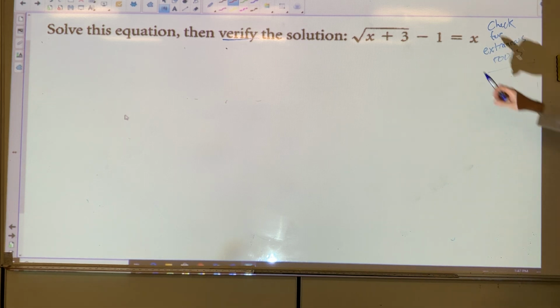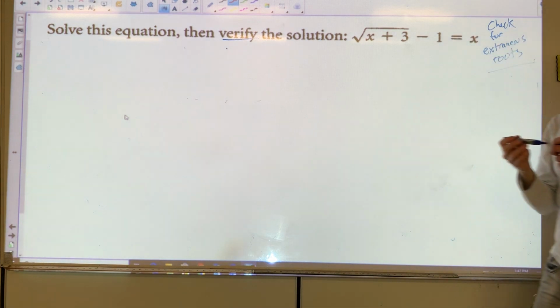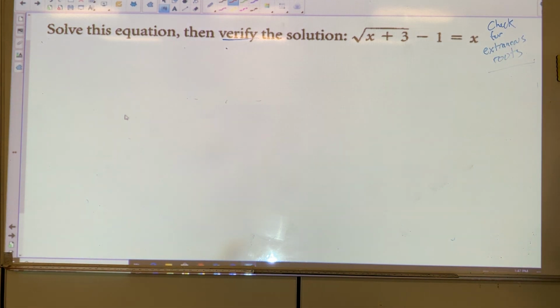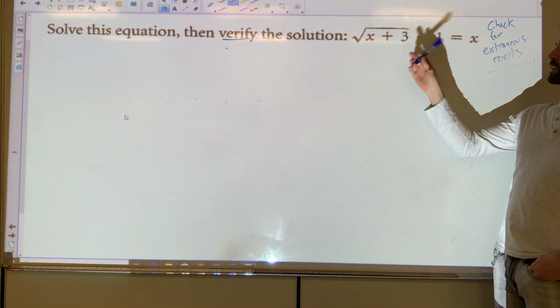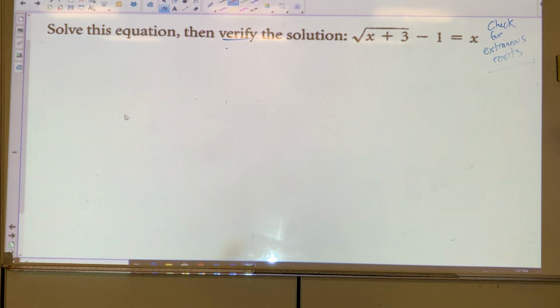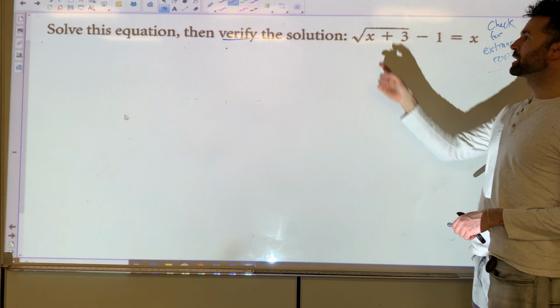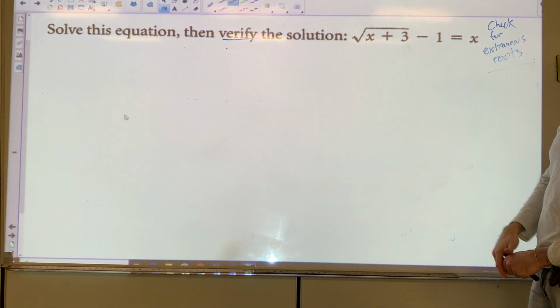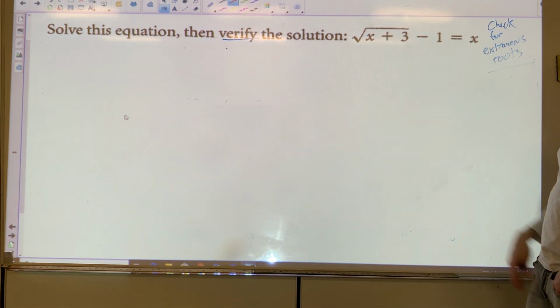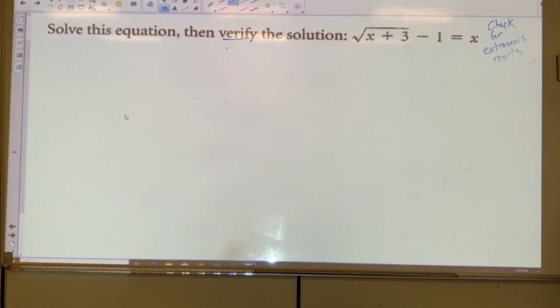Which just means when you have a square root, are there certain values for x that you can't plug in? Like, is the square root allowed to have a negative radicand? It can't. If I were to plug in x is -4, that would give me a square root of -1, which I can't compute. So you have to watch out because sometimes you get solutions that are not solutions.